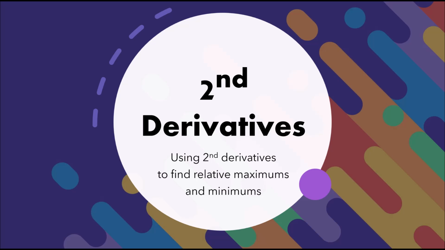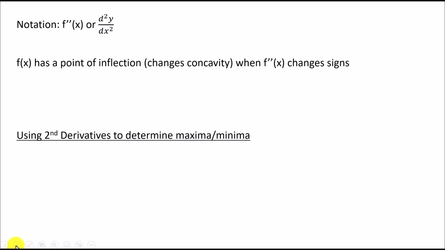Okay, in this video we're going to be using second derivatives to find relative maximums and minimums. So we've learned how to take derivatives, but you can actually take second derivatives. So the notation for second derivatives would be f double prime of x, or d squared y over dx squared. So either one. If we have f, we'll say f double prime, and if we have y, we'll use this.